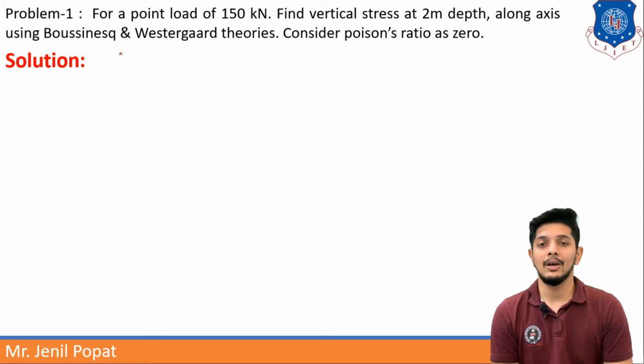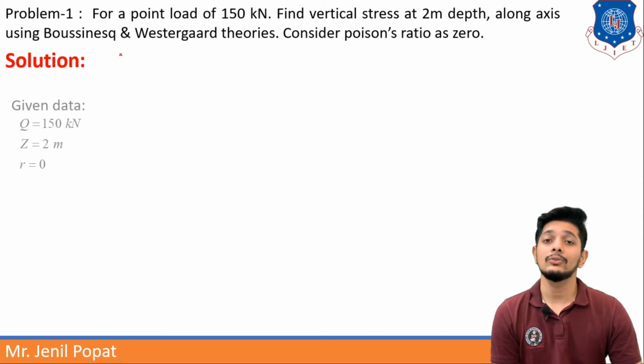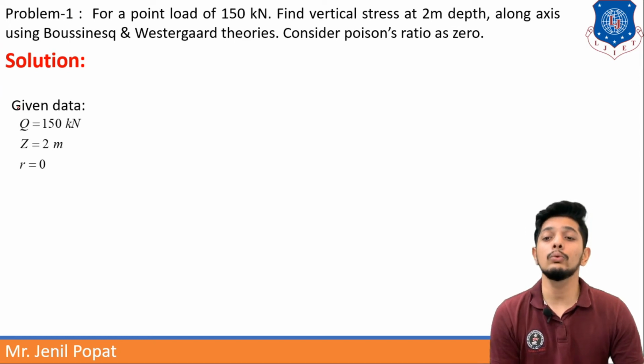Let us write down the given data first. For the given data, we can take Q, that is 150 kilonewton, Z is equal to 2 meters and R is given as 0. Why did we take R equal to 0? Because we are told to find the stress at 2 meter depth along the axis. As we are going along the axis, the radius of the point will be 0 by default.